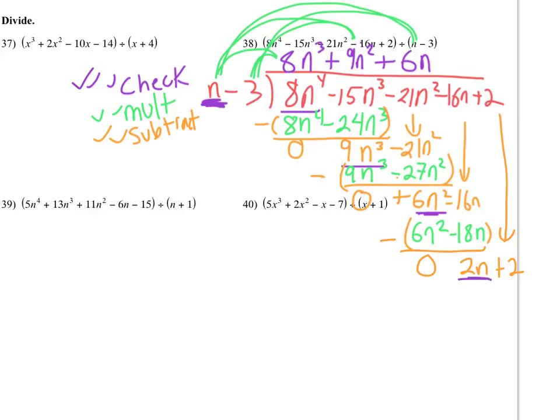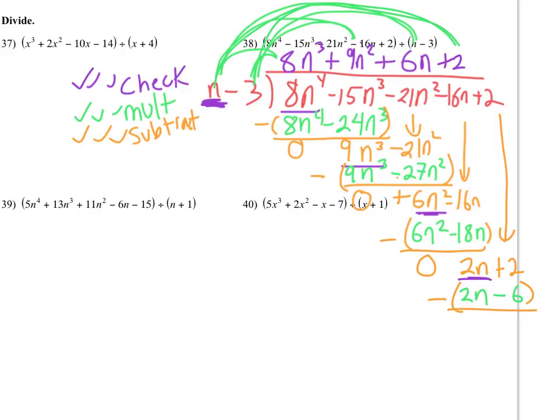n times something equals 2n. That something is 2. And then I'm going to multiply again. 2 times n is 2n. 2 times negative 3 is going to be minus 6. And then I'm going to subtract again. Again, I'm going to be really careful because once again I ended up with a negative at the end.